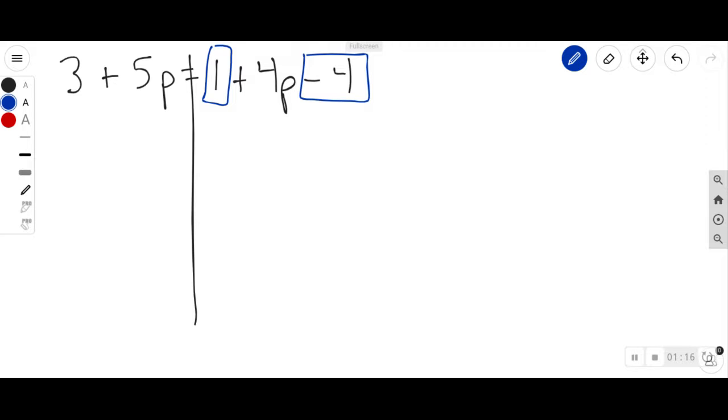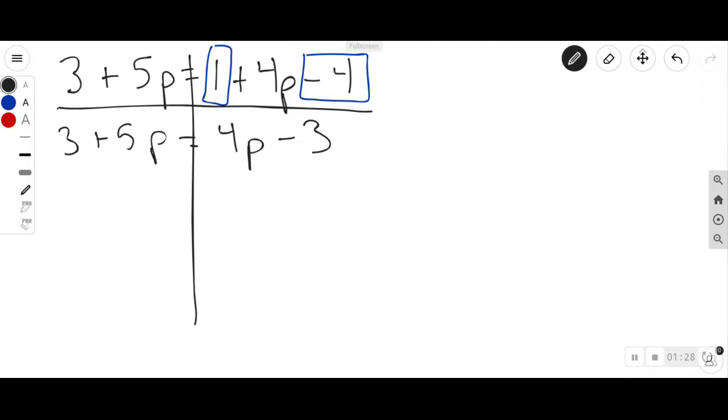So I see the right-hand side is the only one with some like terms, so I'm going to put those together. So 3 plus 5p equals 4p, 1 minus 4 is negative 3. Now I look for variables on both sides. That's the order I was going: distributive, combine like terms, variables on both sides.